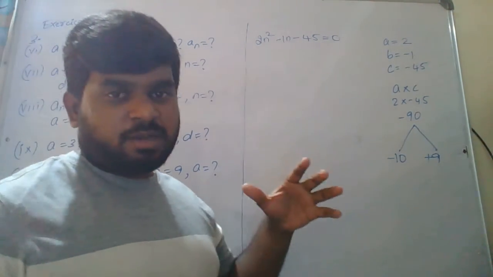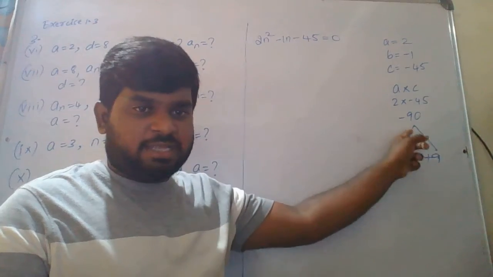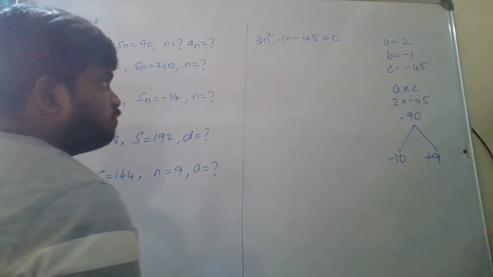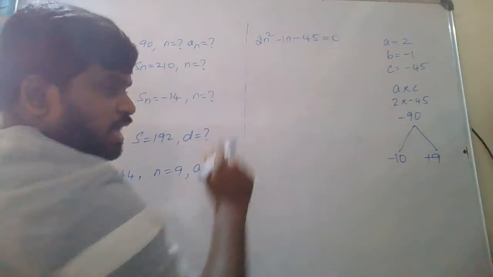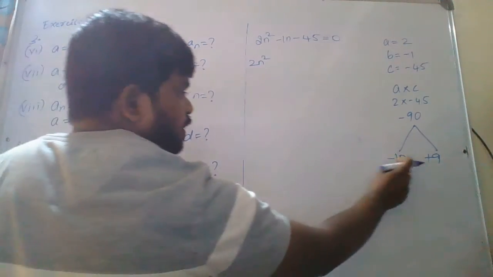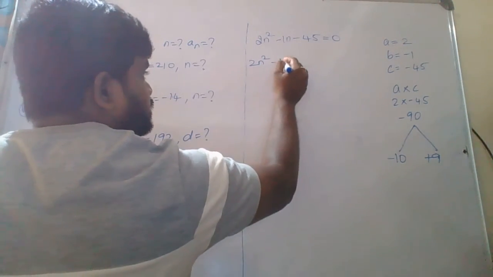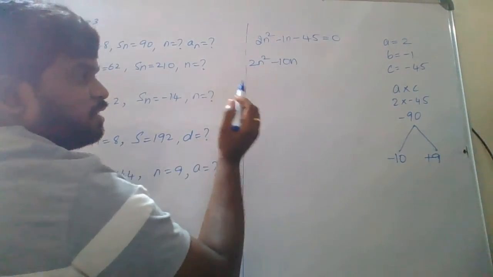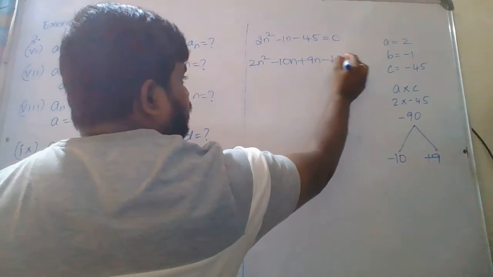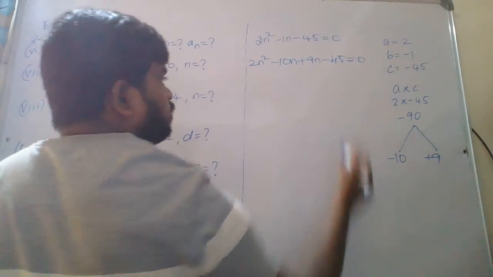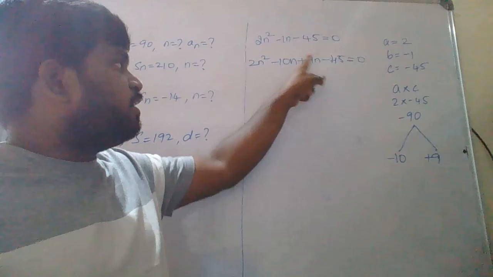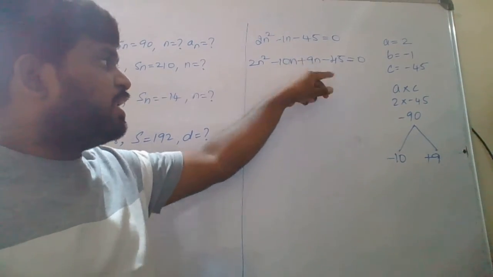I repeat the first step: A, B, C. Multiply A and C, then find these two numbers. Now, retain the first and the last as it is, 2n square. The middle one will be replaced by these two, minus 10 with n, because it is 1n, right? So, minus 10n plus 9n minus 45 equal to 0. That is why it is known as splitting the middle term. The middle term we have split into minus 10 and 9.